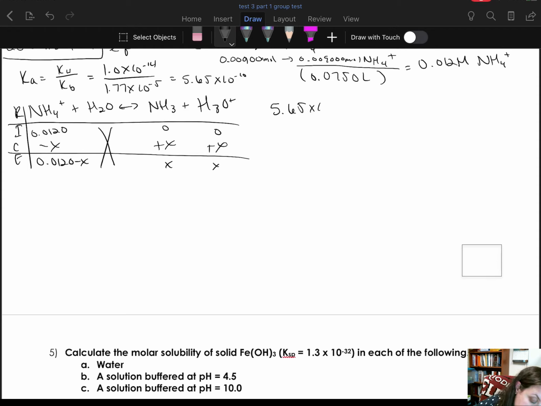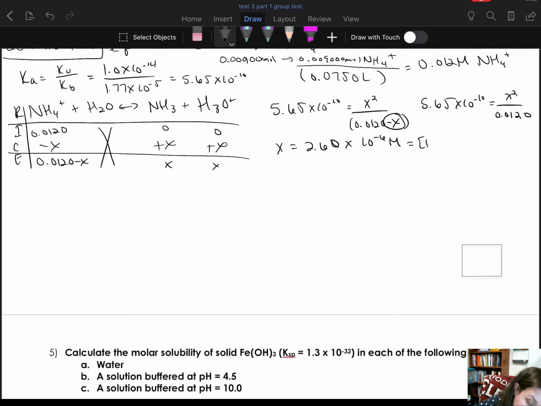5.65 times 10 to the negative 10 is equal to x squared divided by 0.0120 minus x, small x, we get 5.65 times 10 to the negative 10 is equal to x squared divided by 0.0120. And when we solve, we get an x value equal to 2.60 times 10 to the negative 6 molar, which is equal to our hydronium concentration. So we can do pH is equal to negative log 2.60 times 10 to the negative 6, giving us a pH equal to 5.58.